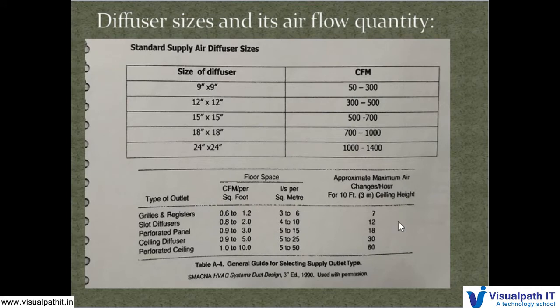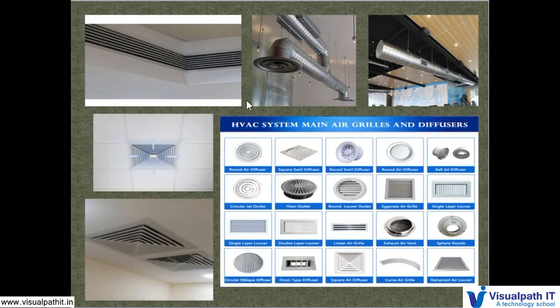Okay, these are all the table for selecting supply outlet types as per SMACNA. These are all as per the standards of SMACNA. The next one is the real life pictures of air distribution system. See, HVAC system main air grill and diffuser pictures are given here. I'll enlarge this.